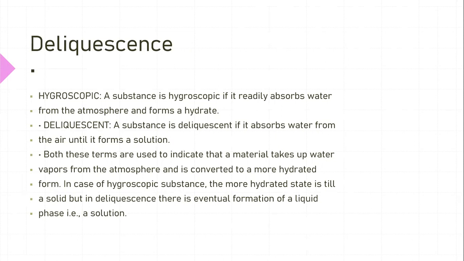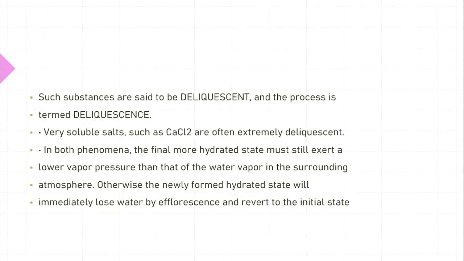Both these terms are used to indicate that a material takes up water vapors from the atmosphere and is converted to a more hydrated form. In case of hygroscopic substance, the more hydrated state is still a solid, but in deliquescence, there is an eventual formation of a liquid phase that is a solution. Such substances are said to be deliquescent, and the process is termed as deliquescence.